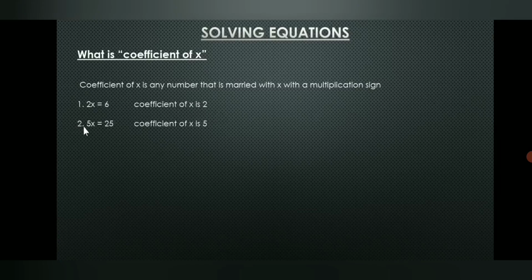Look at another equation, 5x equals to 25. What is the coefficient of x here? It is 5. 5 is married to x. Look at another example. We have 4p equals to 24.